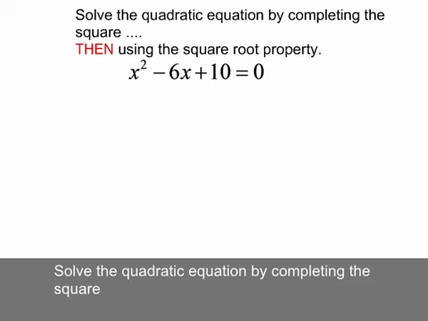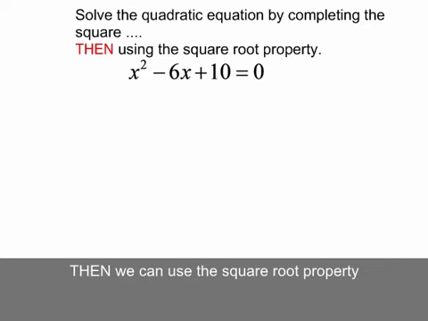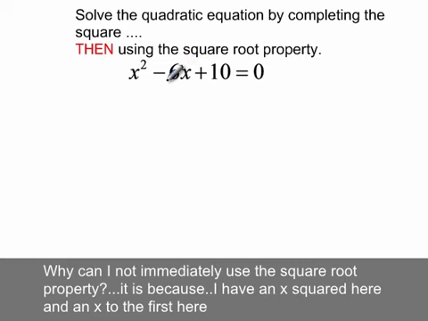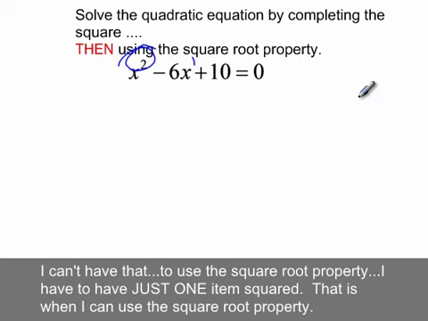Solve the quadratic equation by completing the square. Then we can use the square root property. Why can I not immediately use the square root property right now? It's because I have an x squared here and an x to the first here. I can't have that. To use the square root property, I have to have just one item, a binomial, whatever, squared. That's when I can use the square root property.